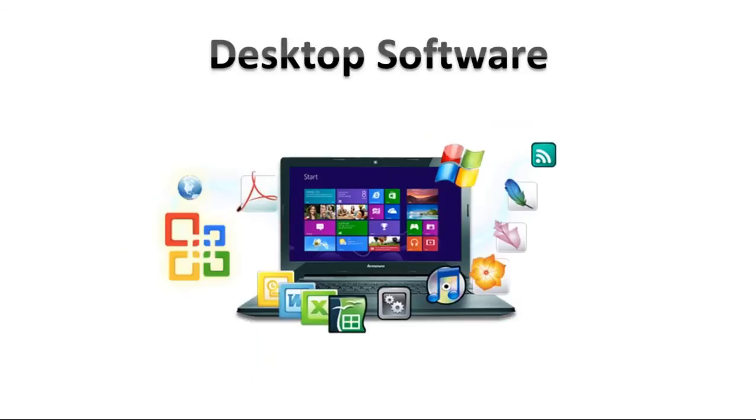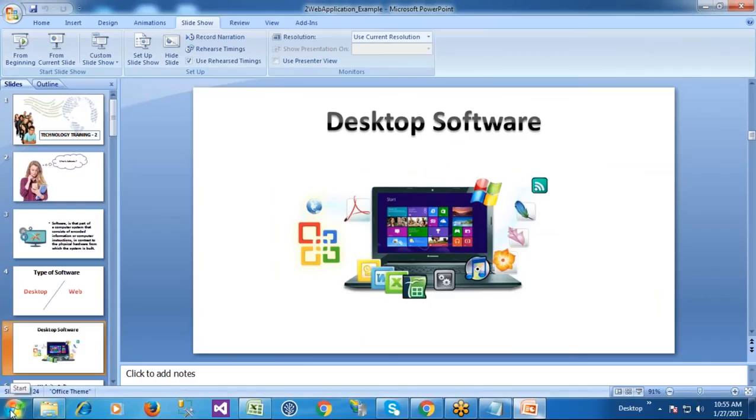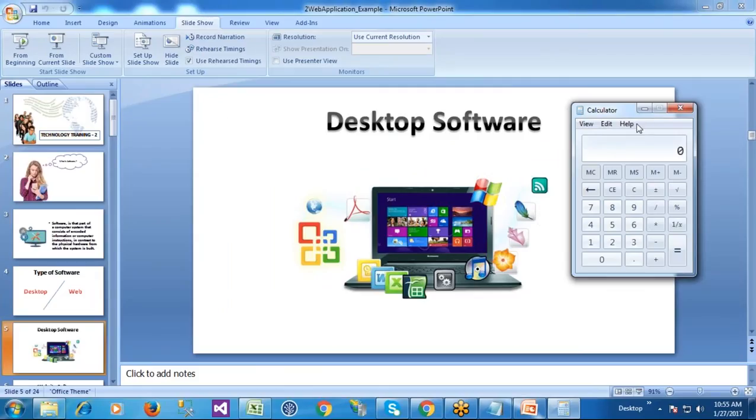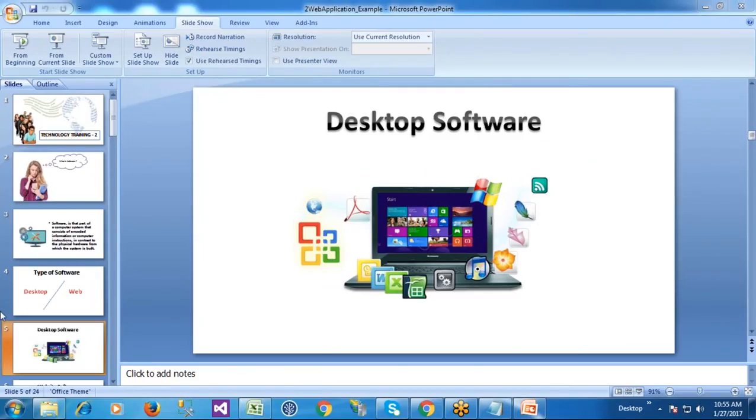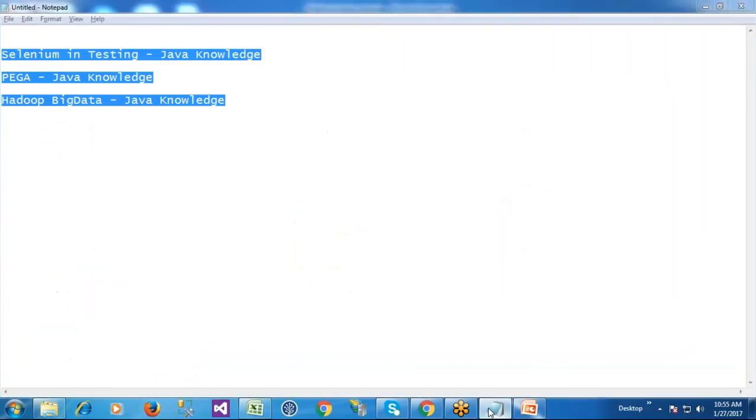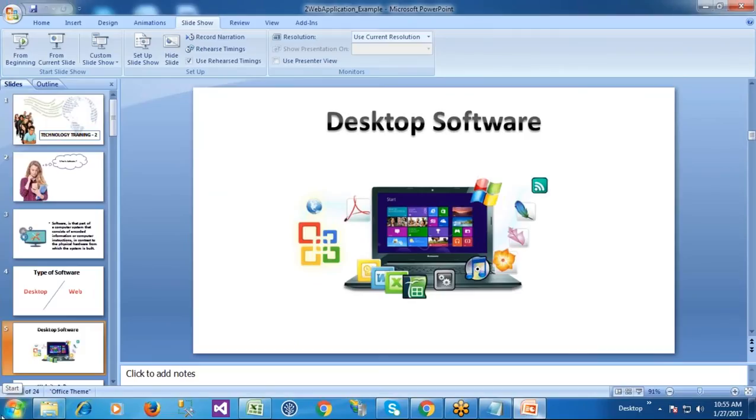When I talk about desktop software, can you see Settings, MS Word, Excel, the calculator, the music player? All these applications are what? Desktop applications. If you see the calculator, I'll just open the calculator. This is a desktop application which you can use. Your Notepad, your MS Word, all these are desktop applications. So what is a desktop application? A desktop application is a single user application.